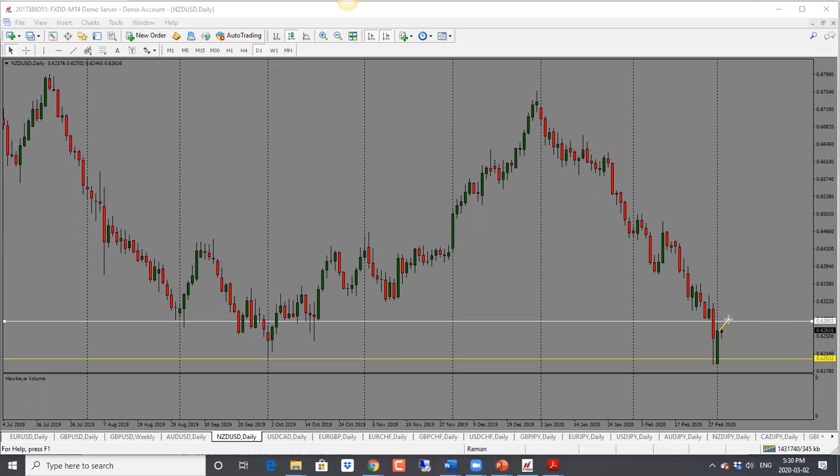So if it holds below 0.6280, I will look for a further drop here. But we do have a nice bullish candle close, which means this one could go further here into this previous support resistance level here.